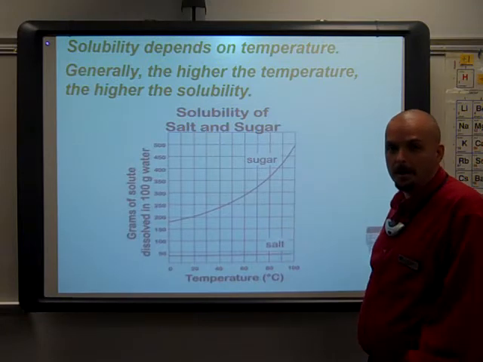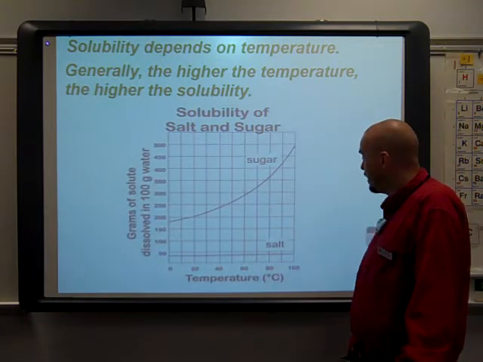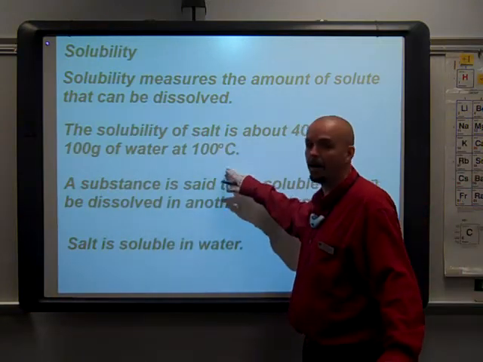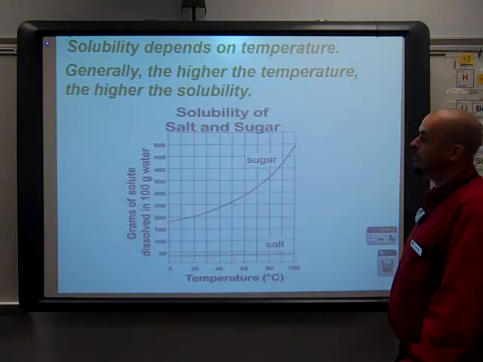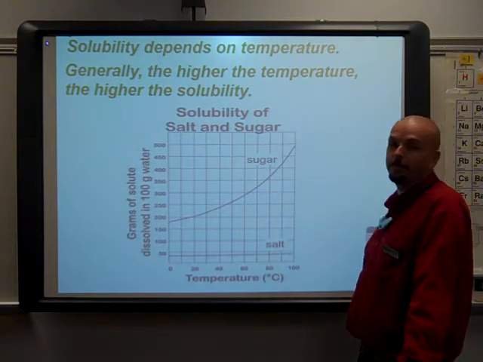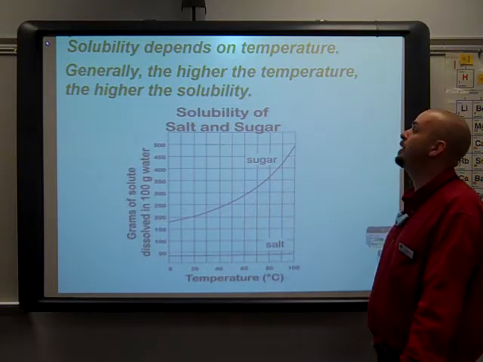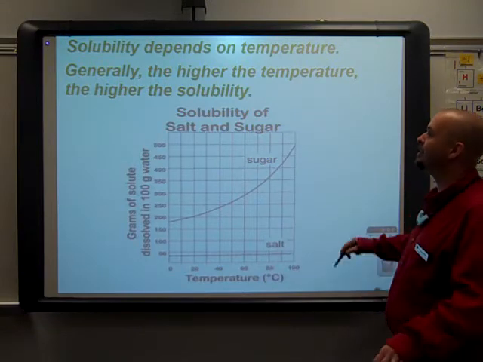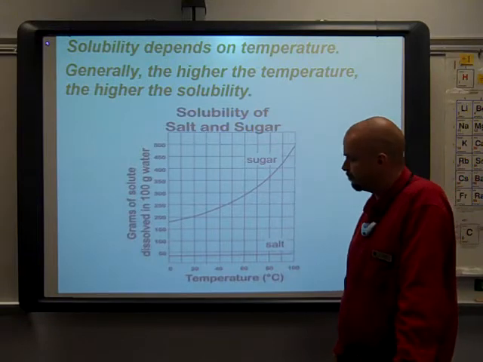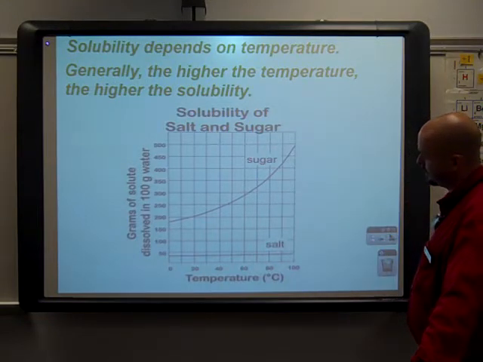We do have to know that solubility is dependent on temperature. That's why when we look back here at this solubility, there is a temperature attached to it, 100 degrees Celsius. If it weren't 100 degrees Celsius, the solubility would be different. Solubility depends on temperature. And generally speaking, with the exception of gases, the higher the temperature, the higher the solubility. In this graph, we have the solubility of salt and sugar.